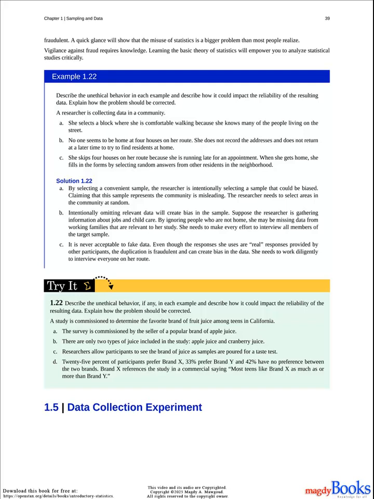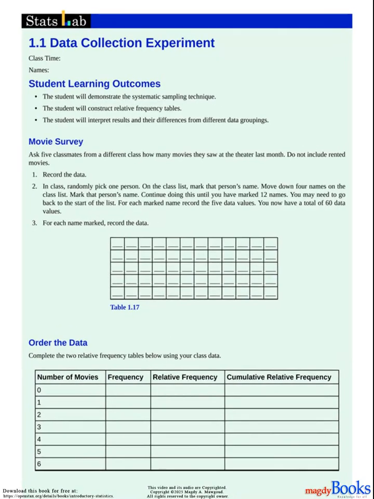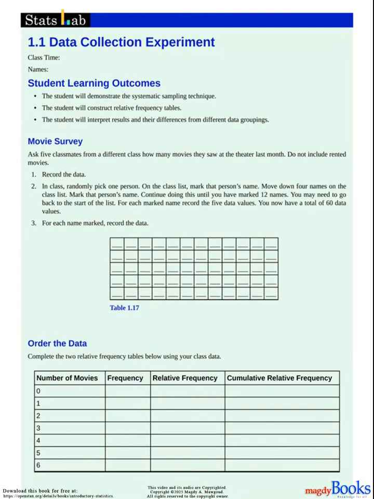Section 1.5, Data Collection Experiment. 1.5.1, Stats Lab 1.1, Data Collection Experiment. Class time. Names. A. Student learning outcomes.